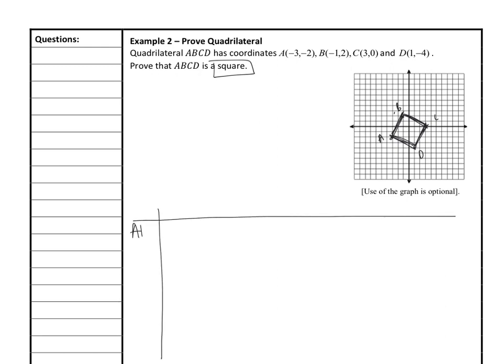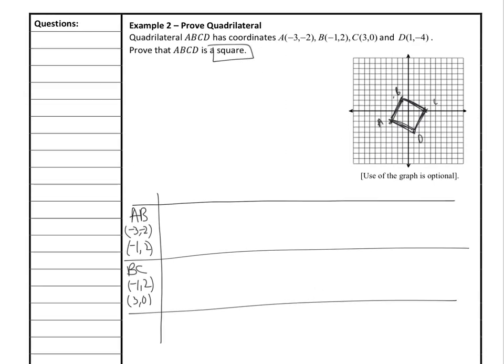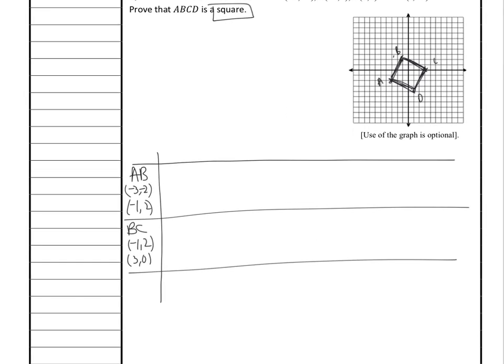So I know that I'm going to have AB, and I'm going to stack my numbers: -3, -2, -1, +2. And then my next one is BC, and that's -1, 2, 3, 0. And then CD, sorry, you're going around your figure, AB, BC, CD, which is 3, 0, and 1, -4. And then last but not least, DA, which is 1, -4, and -3, -2.